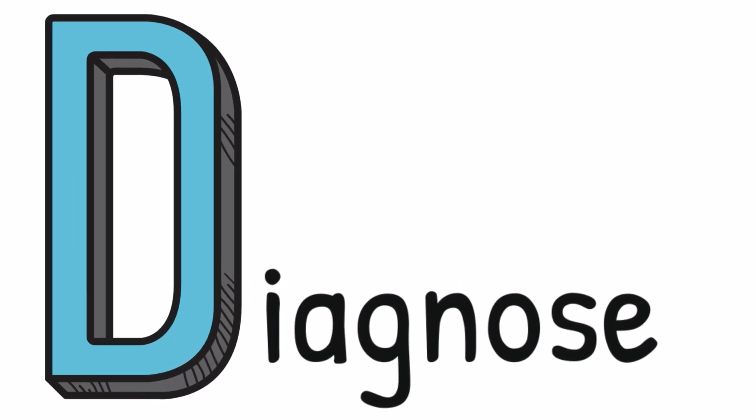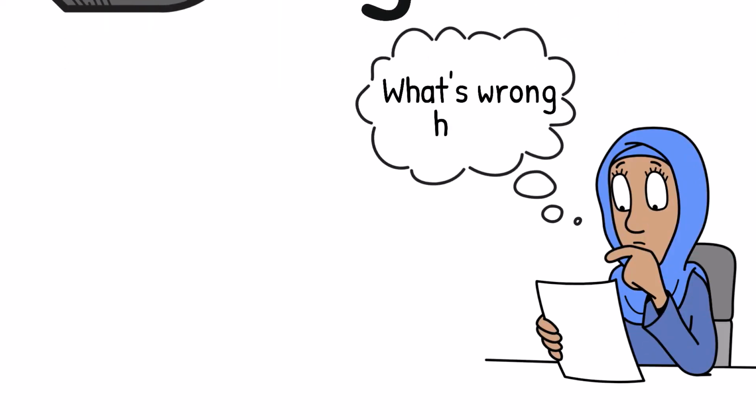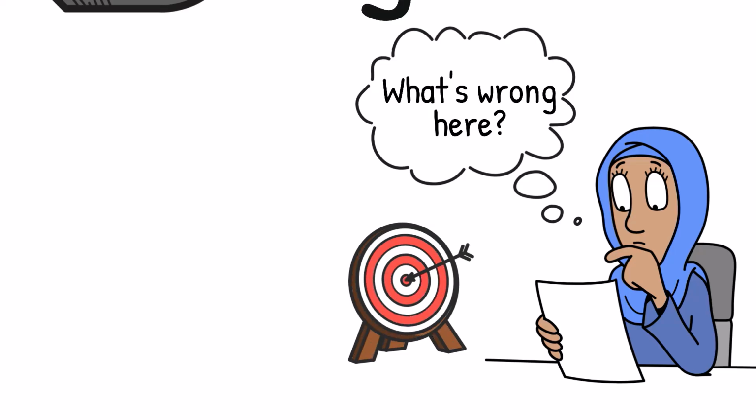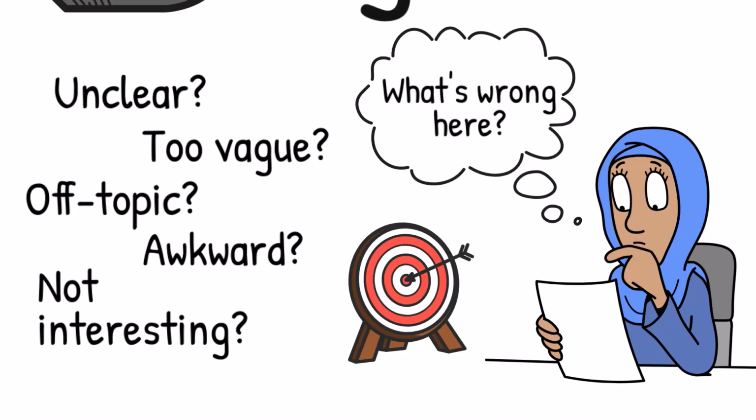Focusing on individual sentences helps them slow down and notice where their meaning may be unclear. The next step is diagnose. Once students identify a sentence that isn't working well, they ask, "What's wrong with this sentence?" Students identify specific problems that make the sentence ineffective. For example, the sentence might be unclear, too vague, off-topic, awkward, or not interesting.